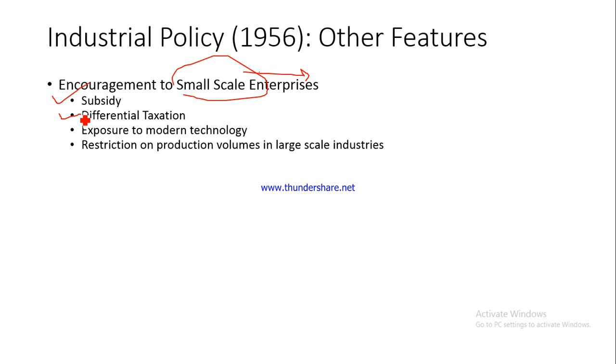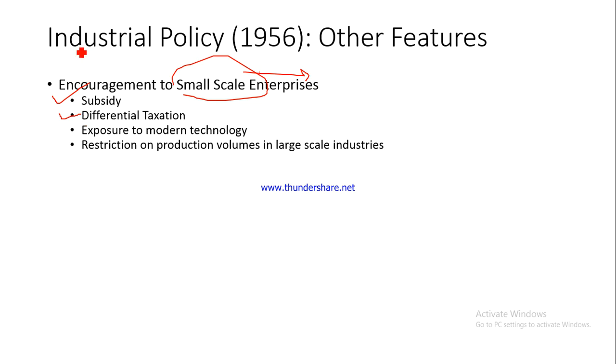What do we mean by this? Different taxes to different kind of enterprises. While the large scale enterprises producing the same item might have to pay higher taxes, the small scale enterprises were obligated to pay taxes at a much lower rate. So this is what was meant by differential taxation. So this was basically an attempt to encourage the small scale enterprises. So the tax rates which were incident on them were much lower than the large scale enterprises or other kind of industries.